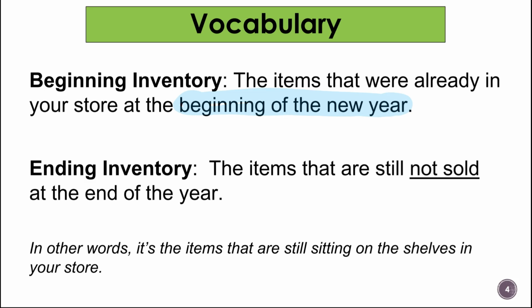Ending inventory would be the items that are not sold at the end of the year. Oh, and most likely it's going to be January through December for tax purposes and those kind of things when you're looking at inventory. So then ending inventory is the items that you still have at the end of that particular year. So you have the beginning of the year and the end of the year. So that's this one. I'm just going to circle it there. If you still have stuff sitting on the shelves, that would be part of your ending inventory.